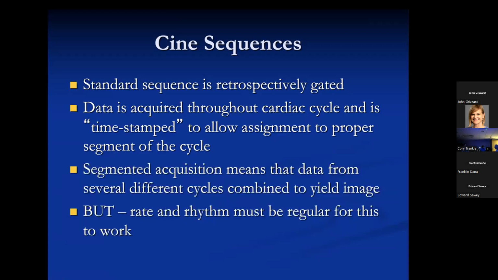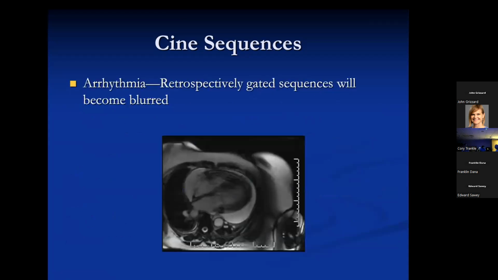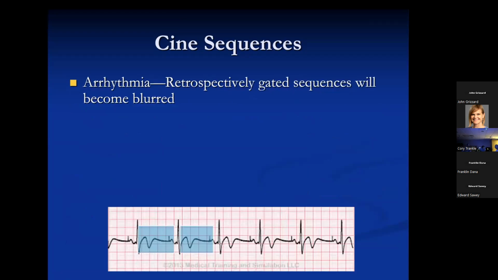The segmented acquisitions, what we mean by that is the data from several cycles are combined to yield an image. You're acquiring part of each image from multiple beats. But you have to have a regular rate and rhythm for that to work, right? And when you have arrhythmia, the retrospectively gated sequences are going to become blurred. Like here, we kept losing the ECG signal because of that large pericardial effusion, and you have a very blurry picture that results, right? So that happens all the time in the settings of arrhythmia.